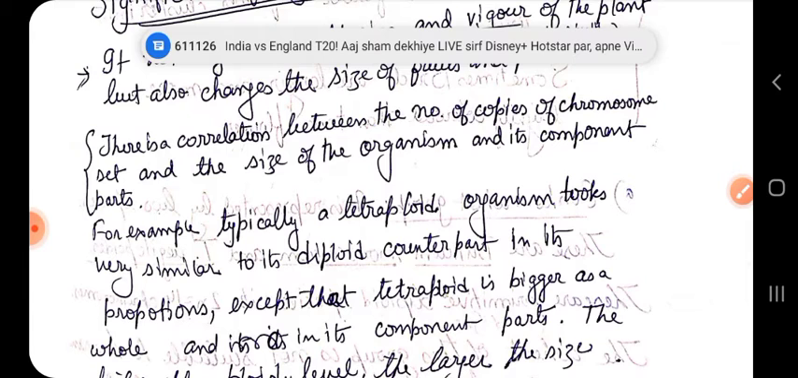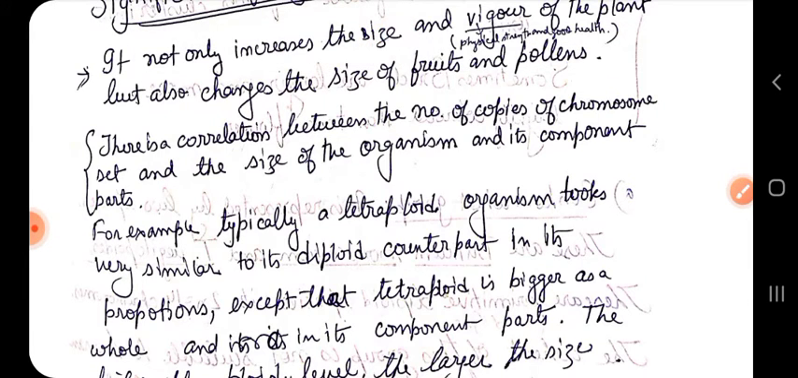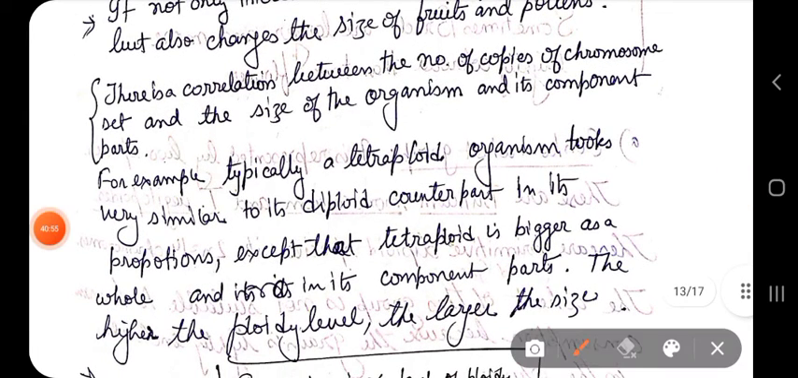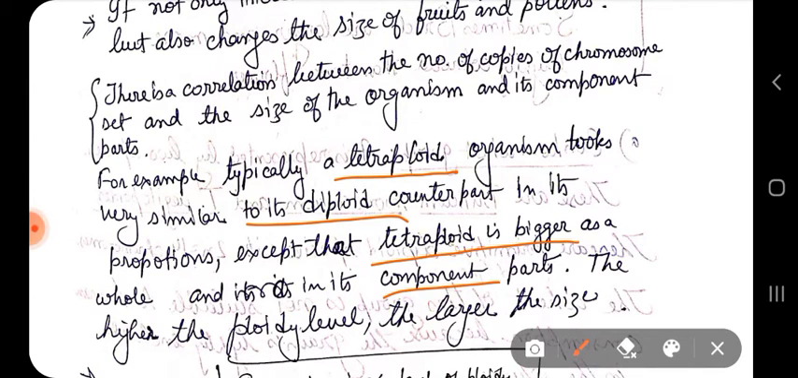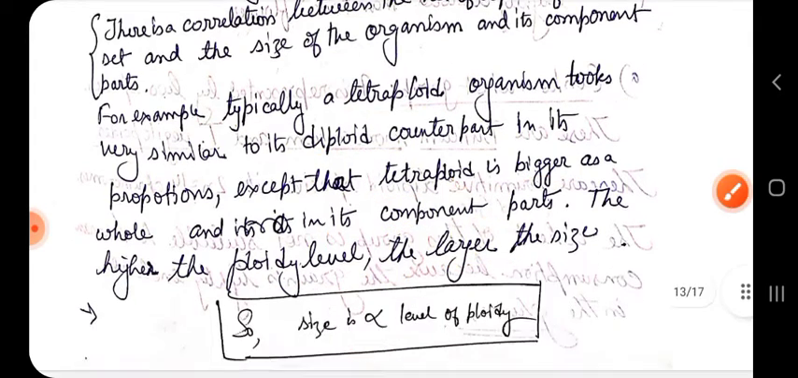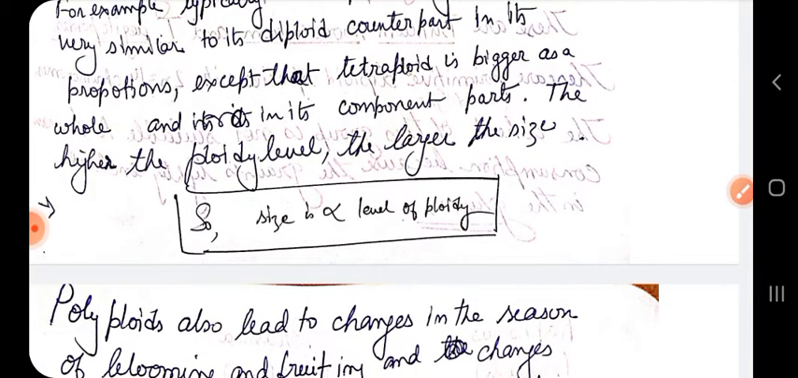So there is a correlation between the number of copies of a chromosome set and the size of the organism and its component parts. Typically, a tetraploid organism looks very similar to the diploid, but tetraploids are much bigger in their component parts. So the higher the polyploid level, the larger the size of the plant. Size is directly proportional to the level of ploidy, how many sets of chromosomes are present.